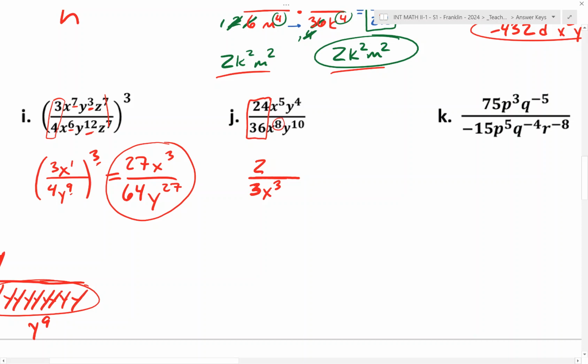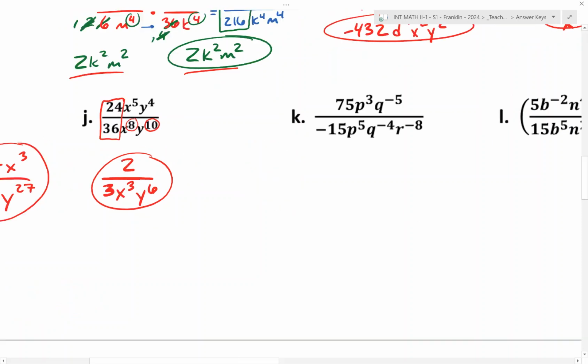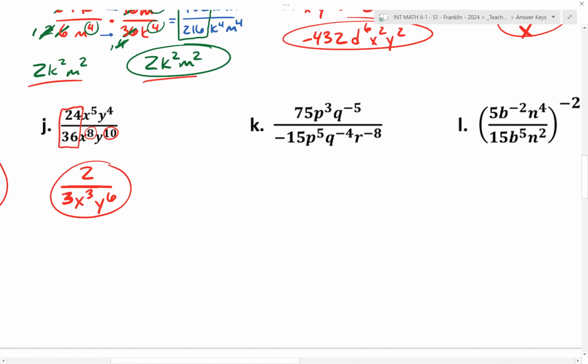And then for y, same thing, 10 minus 4, but the 10 is in the bottom, so y to the 6th. And you can leave it like this, or if you're picky about it, you can move the 2 to the middle so it looks a little cleaner, just like that. Okay, example K, very, very similar. 75 over 15, or -15, that is a -5.